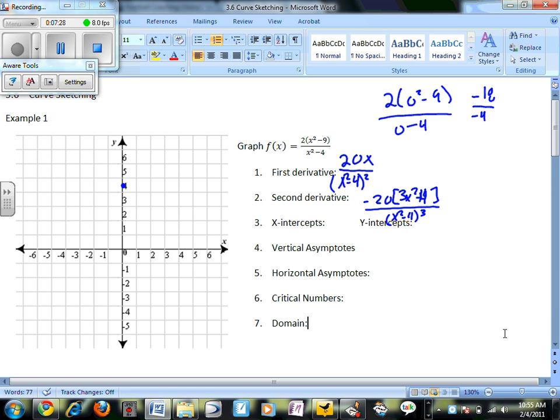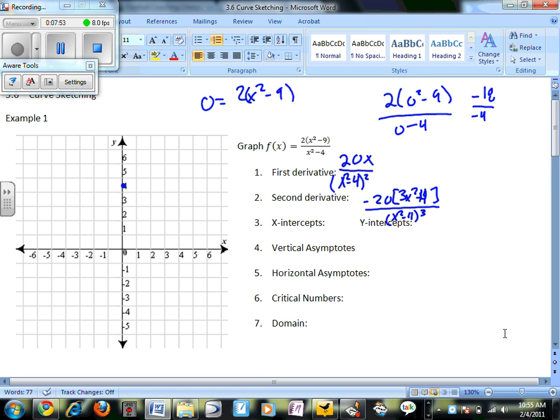My y-intercepts, all right, that's when y equals 0. So let's set the equation equal to 0. So 0 equals 2 times x squared minus 9. And to figure out when it equals 0, we don't want to know when the denominator equals 0. We want to know when the top equals 0. So our y-intercept is going to be where the top equals 0, because 0 over anything is 0. We cannot have 0 in the denominator. That's why we really don't care about the denominator.